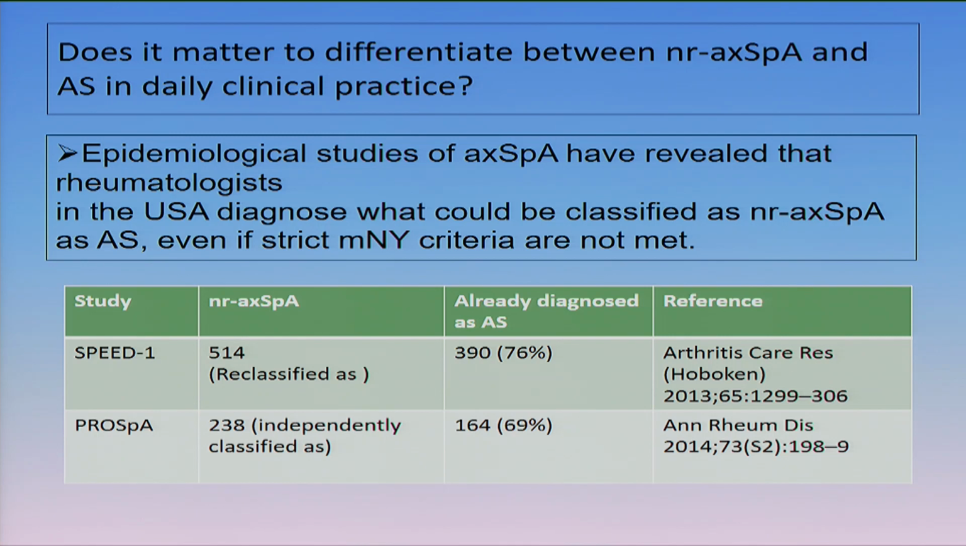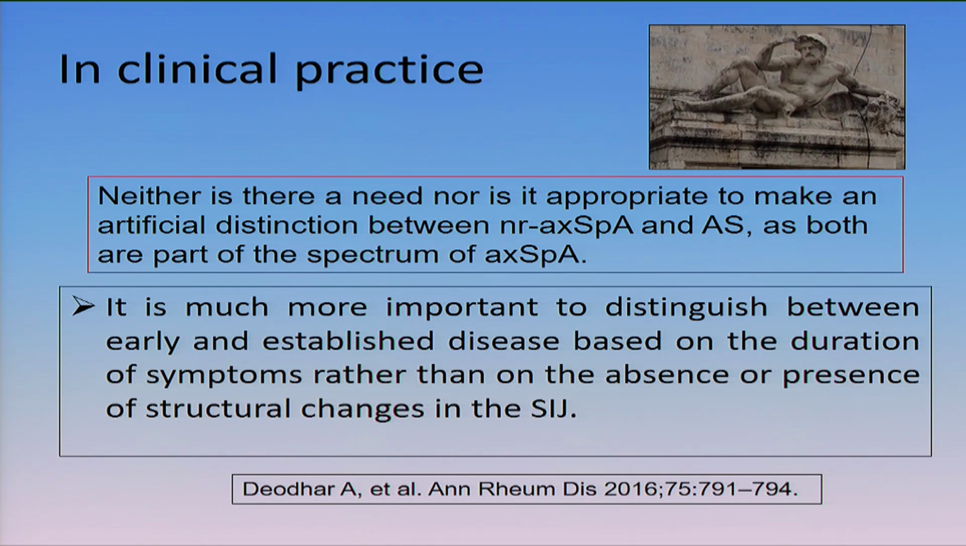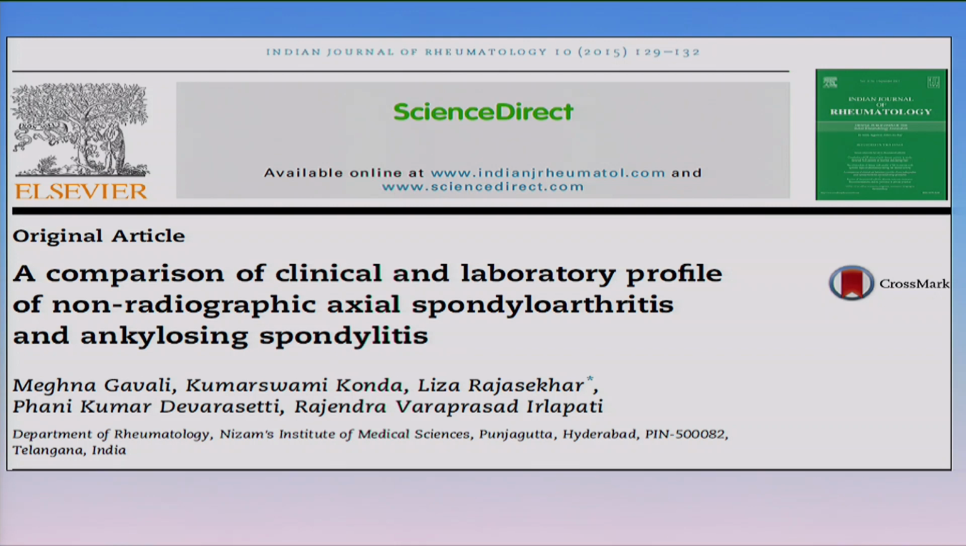And here the classification criteria were not used. Many of us keep treating patients based on our overall clinical judgment rather than using the classification criteria. But it is important that the difference between the early and the late stages is made on clinical grounds, taking particular note of the disease duration, because that has the most important bearing. And this, I must show, is a very good study published from NIMS, by Meghna and colleagues.